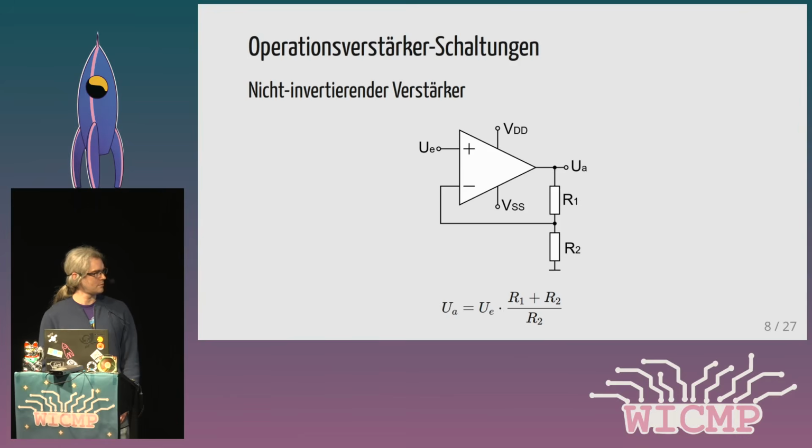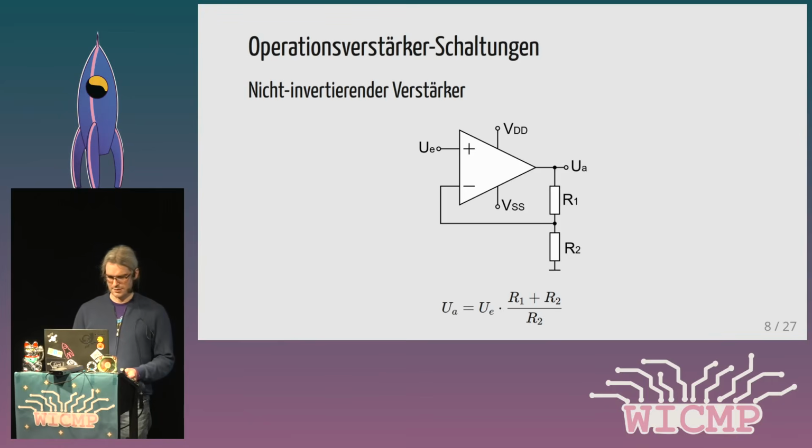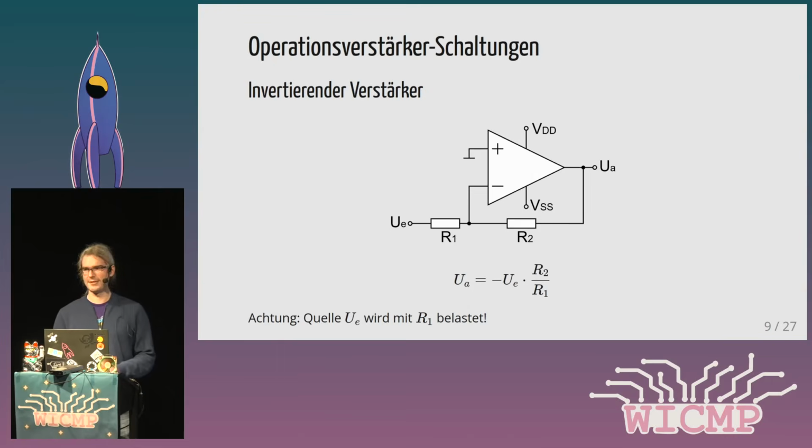And UA is always larger than UE by a factor. And so now we can put in the voltage divider a little bit differently. That brings us to this. That is an inverting amplifier. The approach is the same.